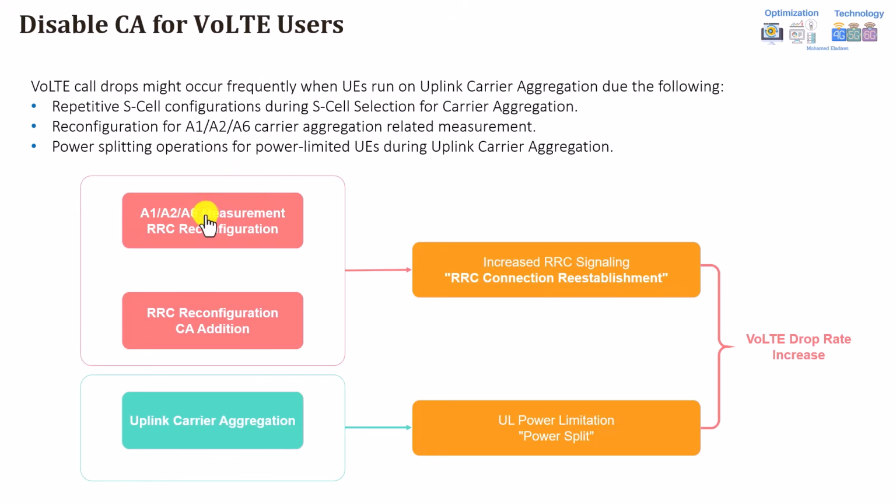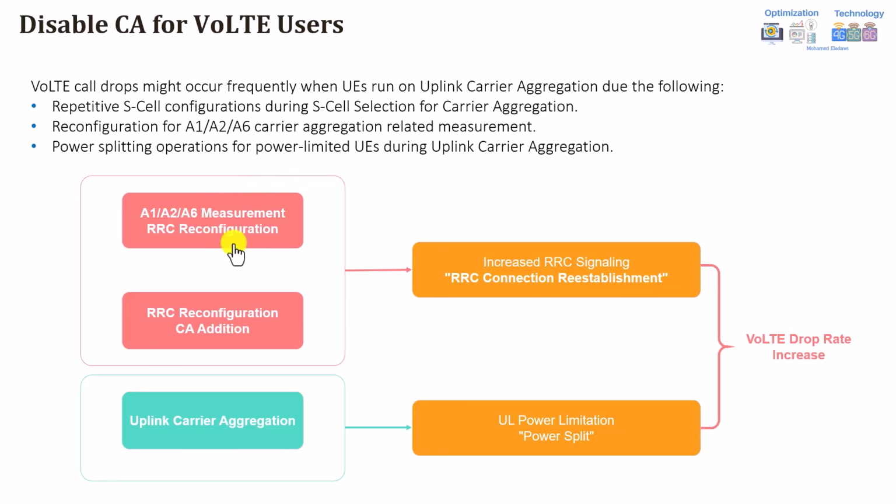So for example, those required to be delivered by the eNodeB. If you have more carriers, you require more RRC configuration. This kind of repetitive RRC configuration might sometimes lead to RRC reestablishment if the user is in a poor radio condition and didn't receive the RRC configuration message.